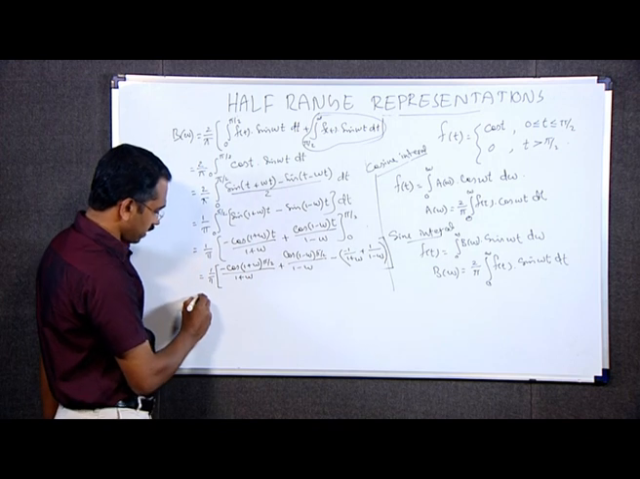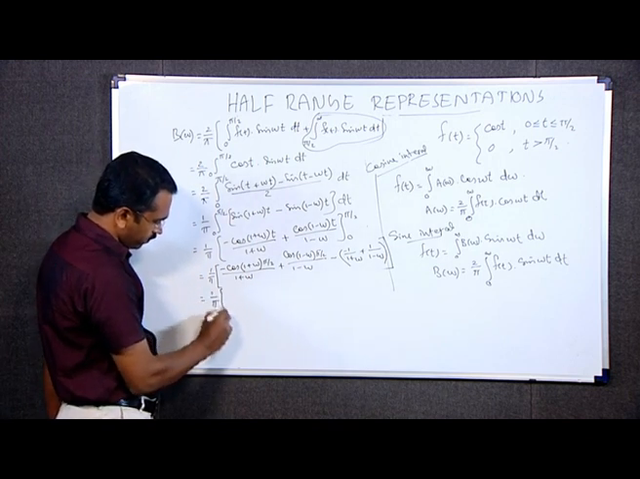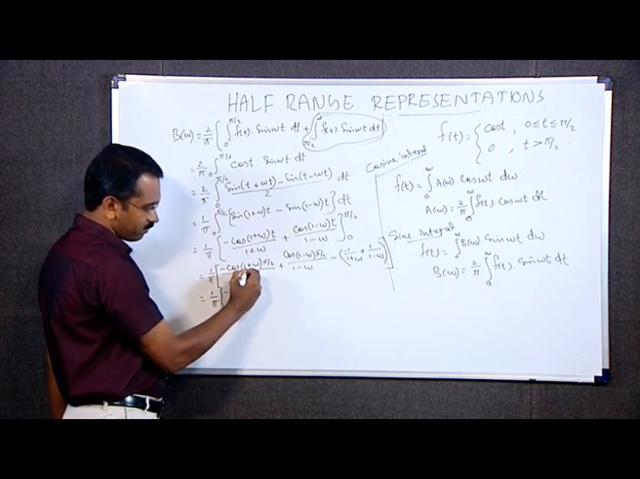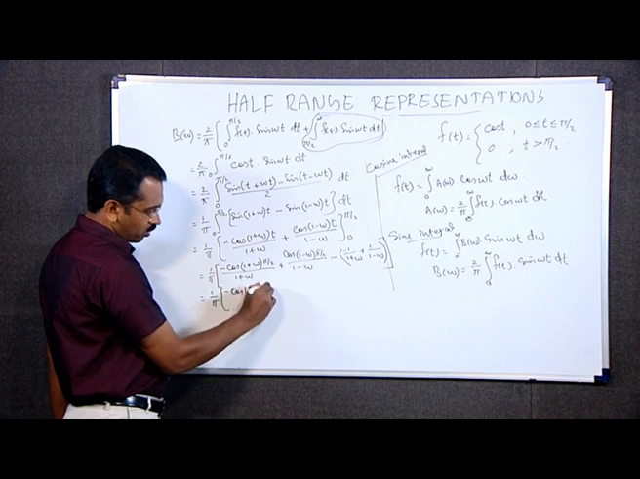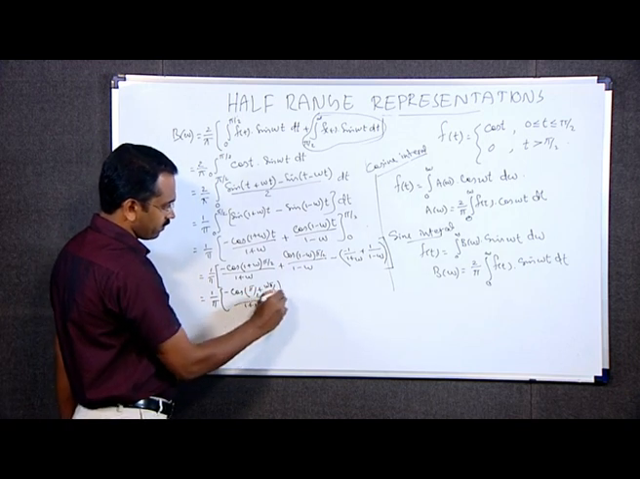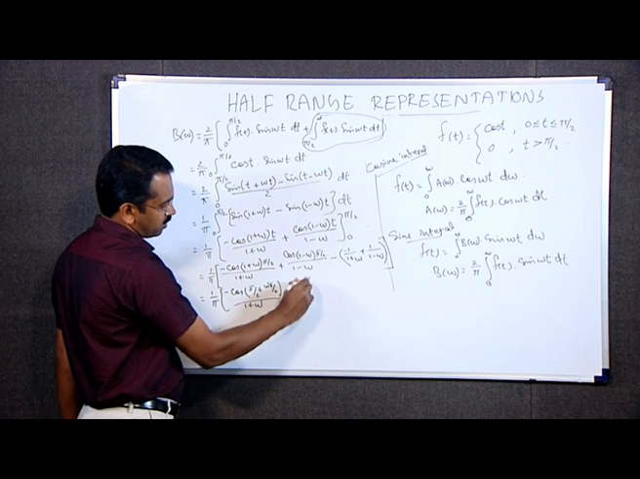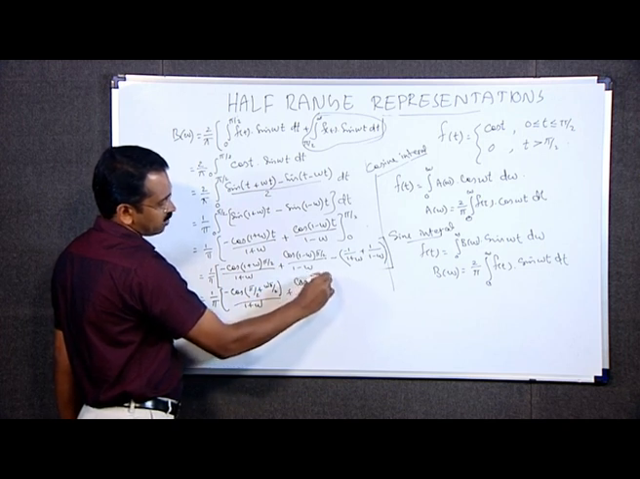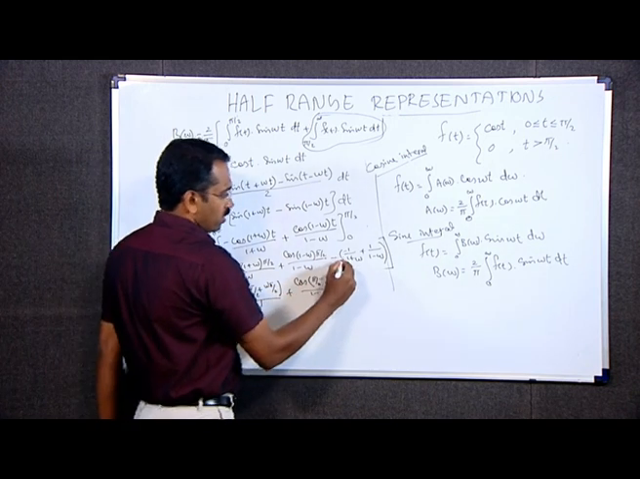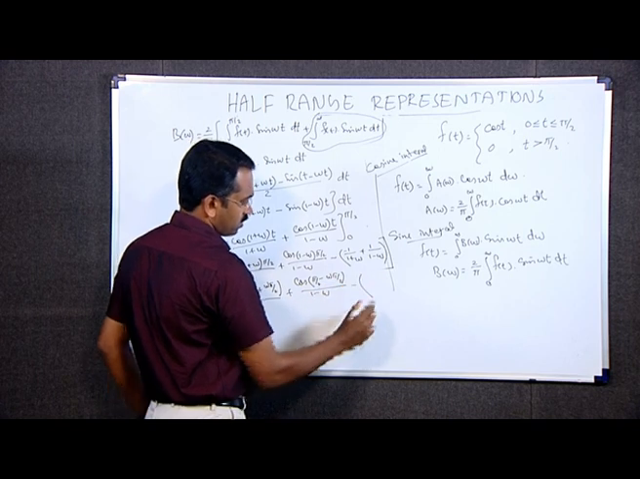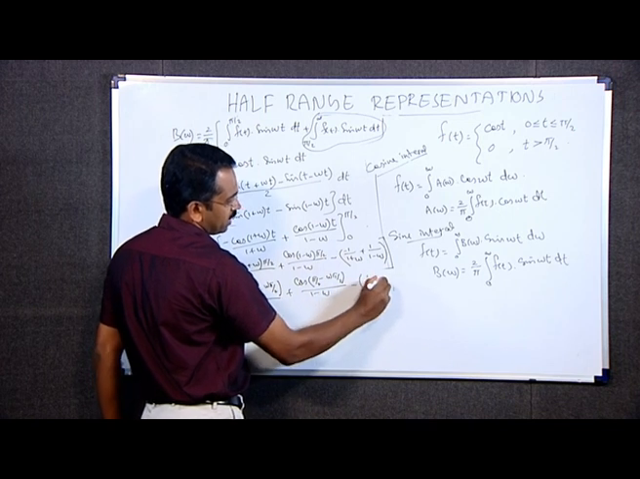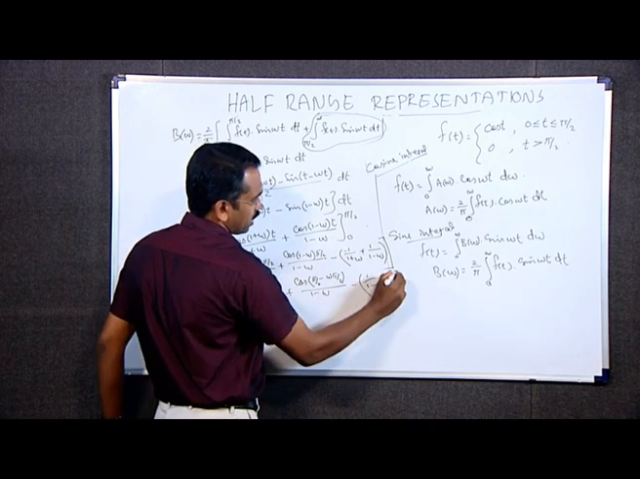This is equal to, we can write this as 1 by pi into, here minus cos, we can write this angle as pi by 2 plus omega pi by 2, divided by (1 plus omega), plus, here cos (pi by 2 minus omega pi by 2) divided by (1 minus omega). This is minus, here we can write 1 by (1 minus omega) minus 1 by (1 plus omega).